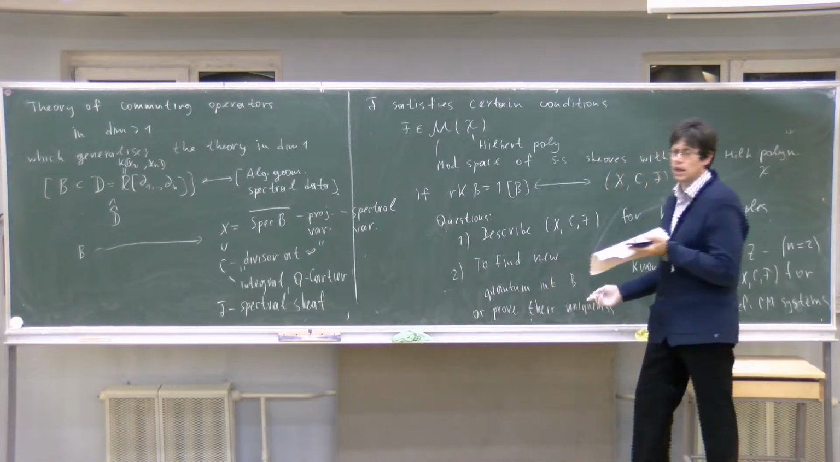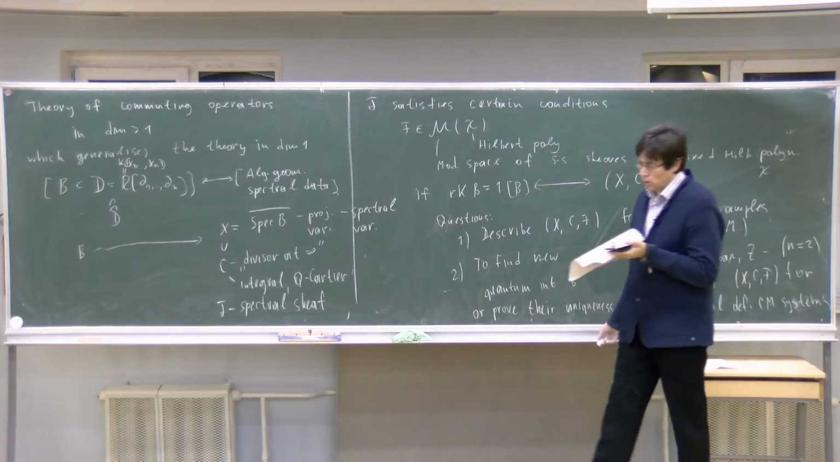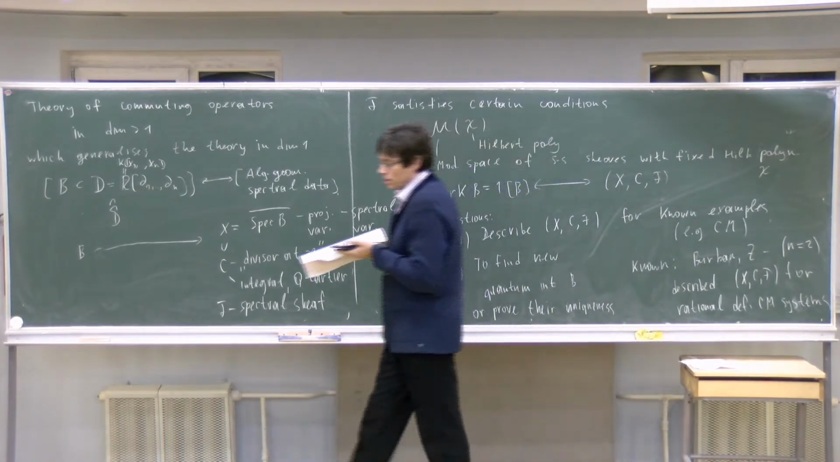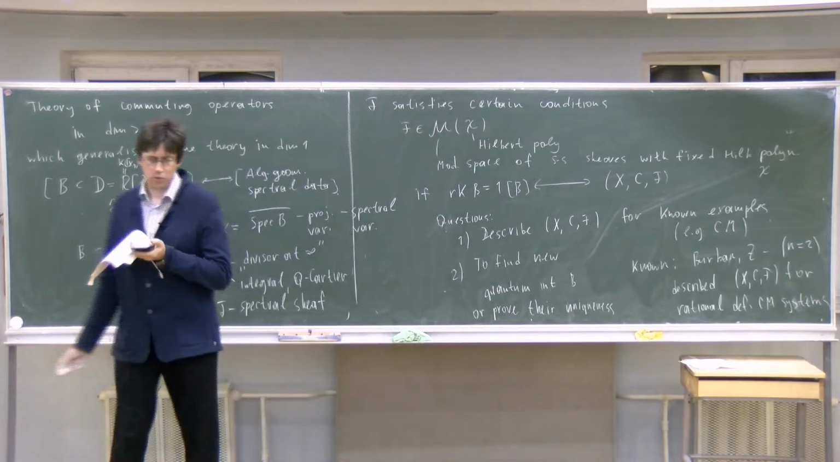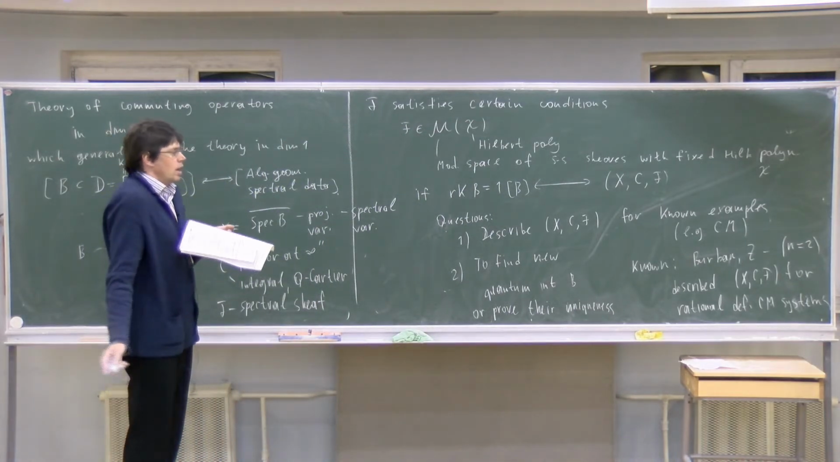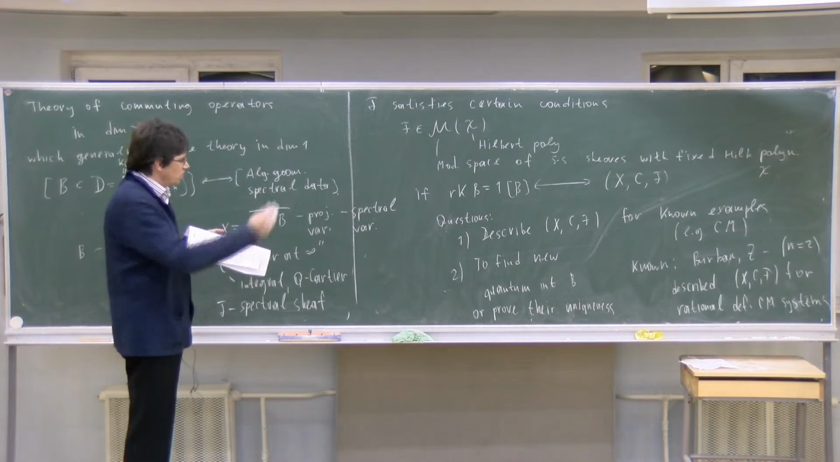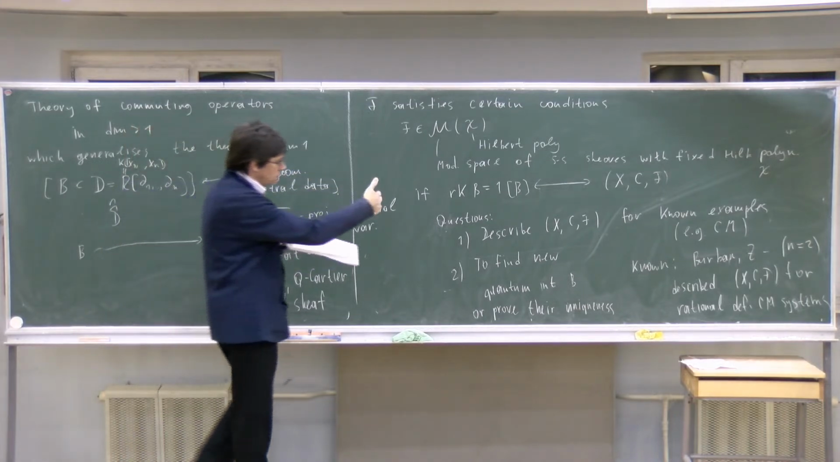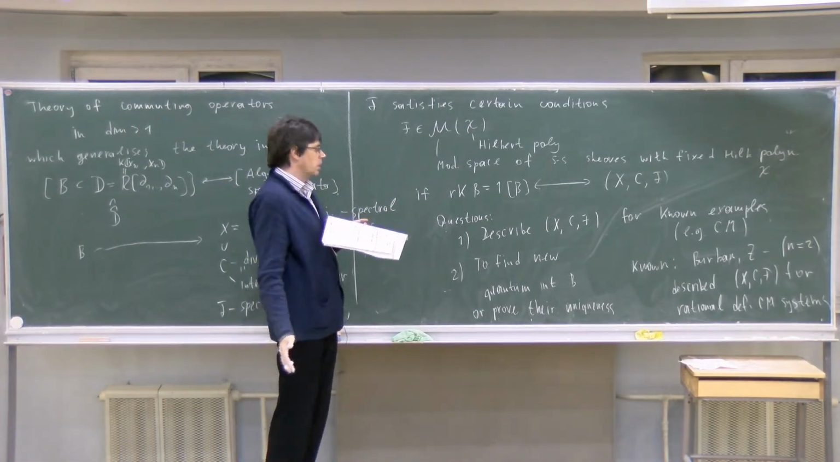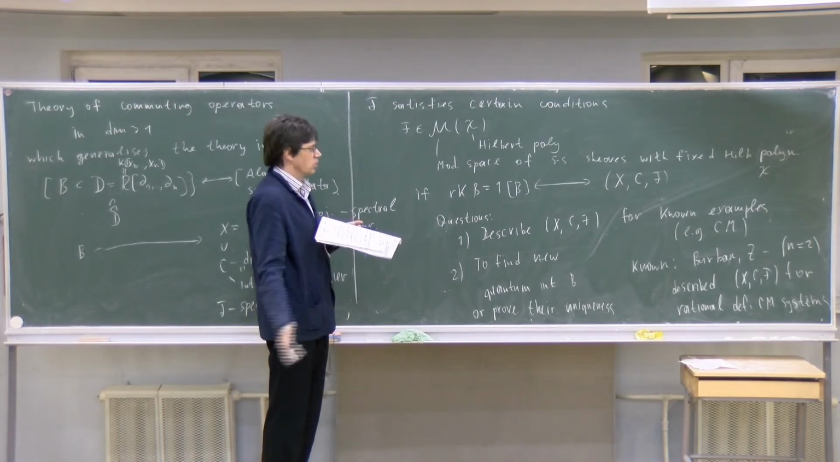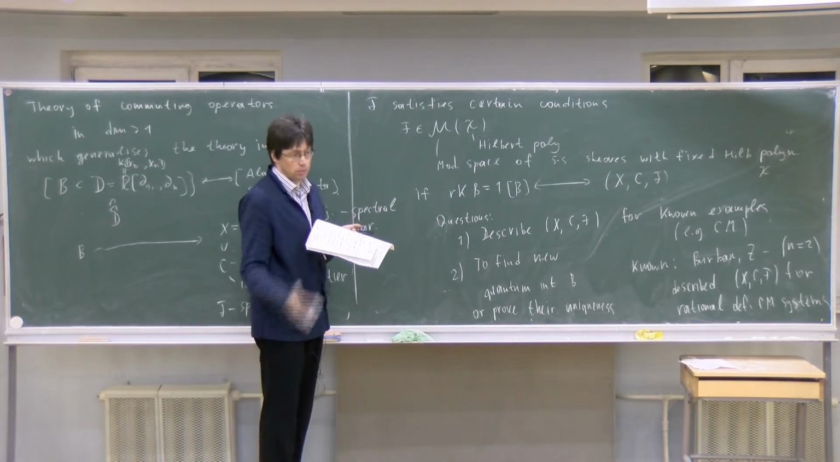Because there are many examples, and one of the conjectures is that this list of examples is complete, but nobody knows it. Since this is a one-to-one correspondence, we can hope that we can prove the uniqueness of the systems.